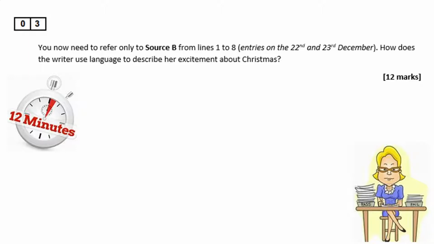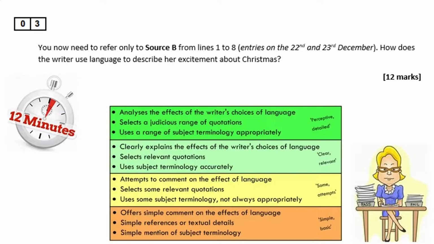So in some ways this question's a bit of a gift because you're doing exactly the same skills as you've already shown in paper 1. And it should take you about 12 minutes. A 12-mark question, spend about 12 minutes on it. So our examiner's sitting in the bottom right-hand corner and she's waiting to show you a summary of how this question's going to be marked.